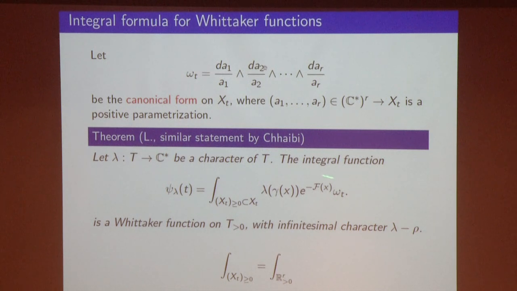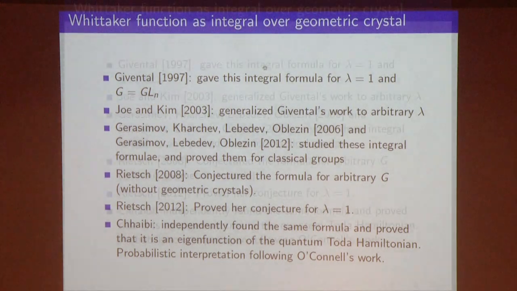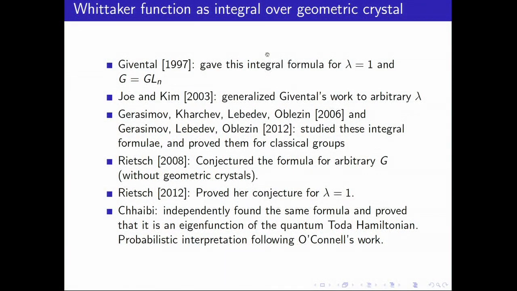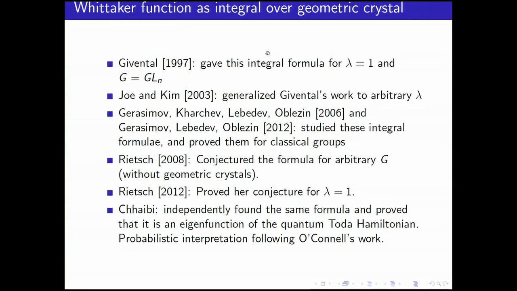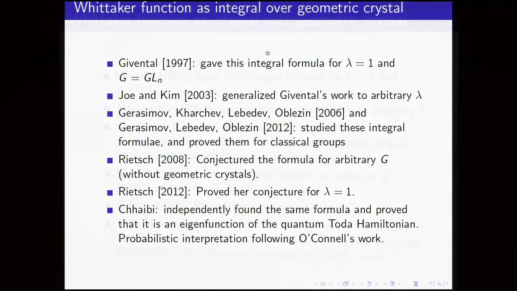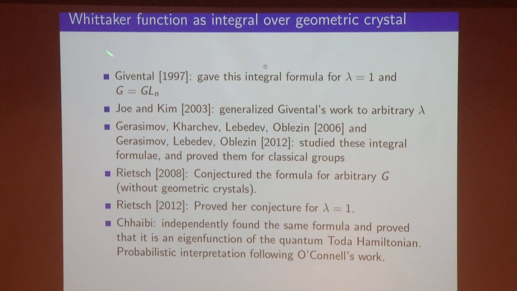So I'll talk more about how to think about this integral formula in a moment. But let me first say what, as far as I know, is the history of this formula. Givental first wrote down this formula to give evidence for one of his mirror symmetry conjectures for Fano manifolds. And basically it corresponds to the case lambda equals 1 and G is GL_n.